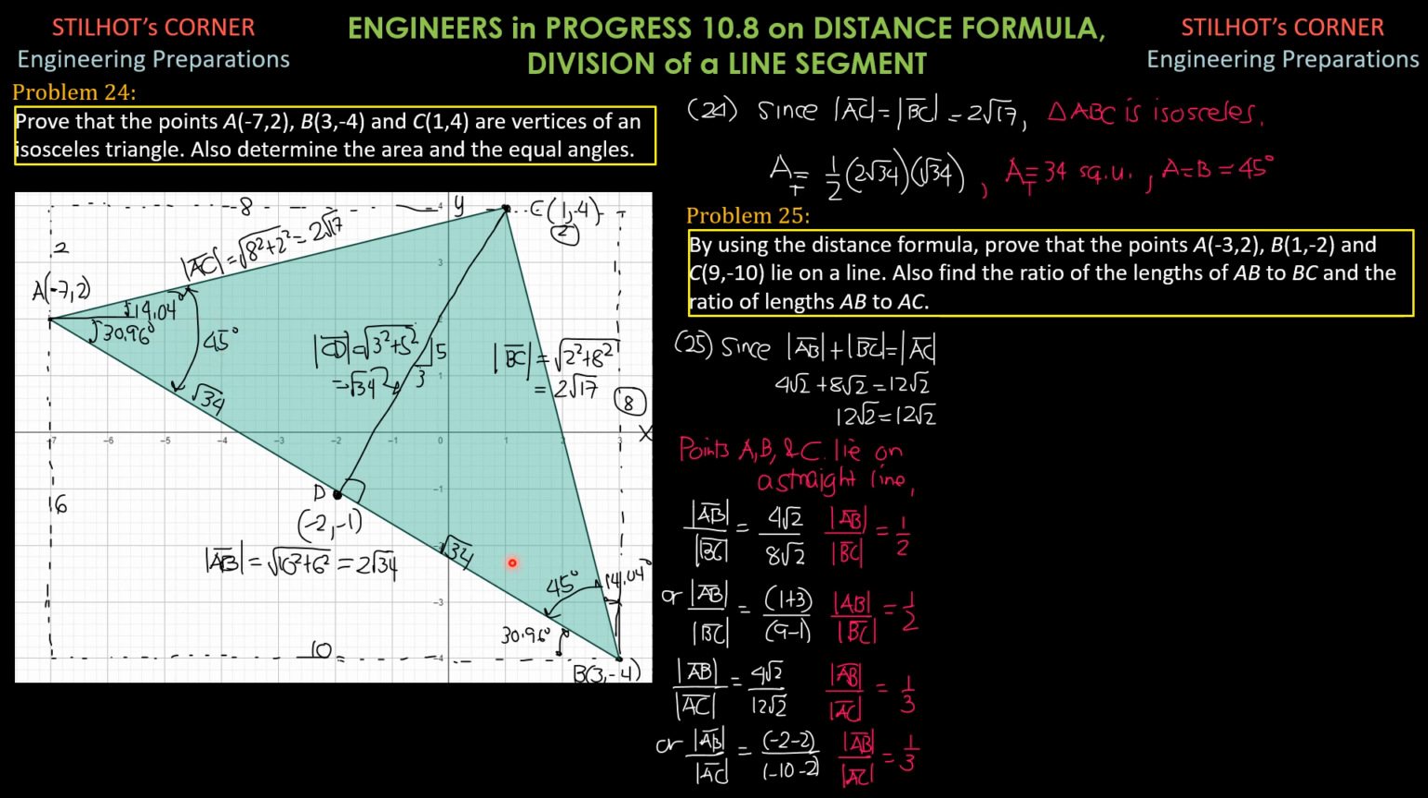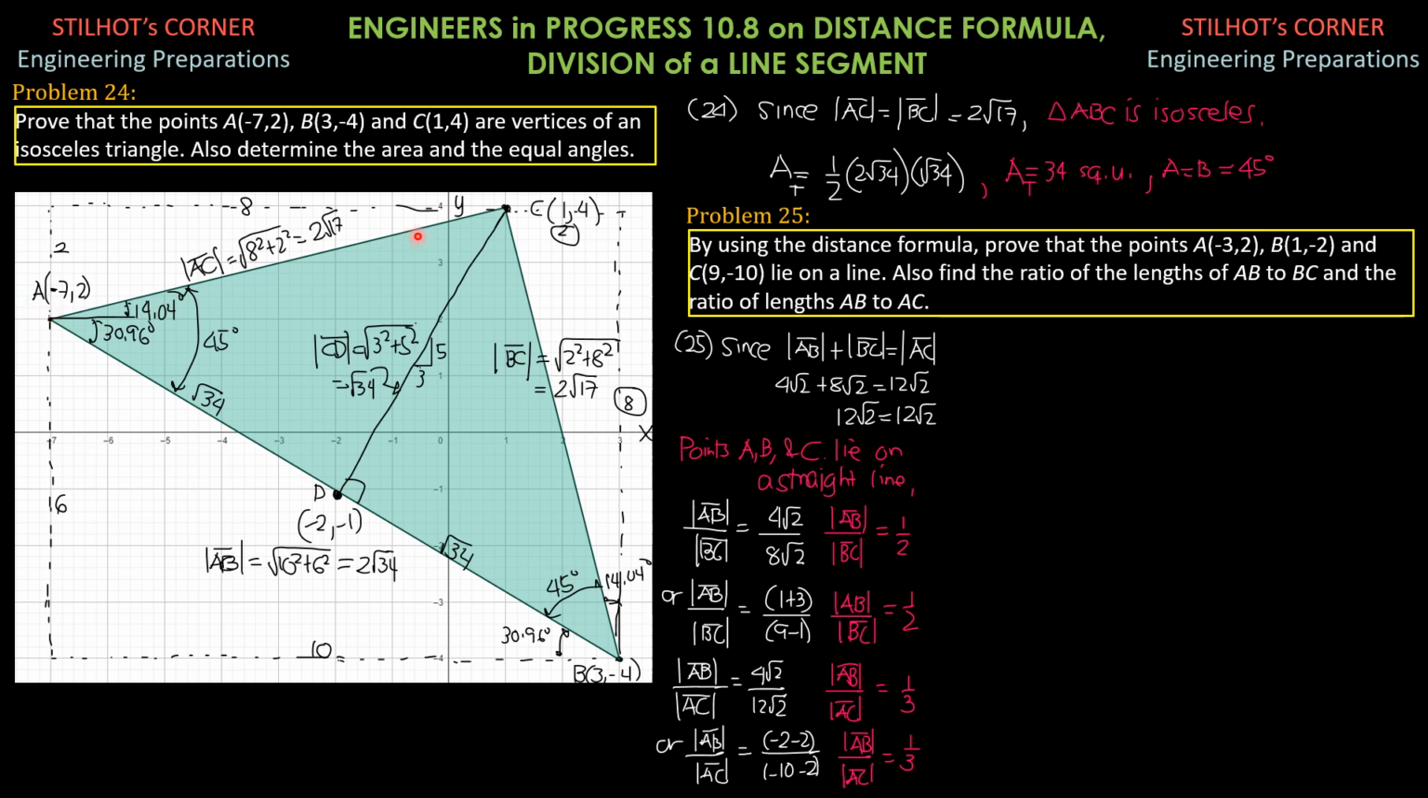That's angle A. Then for angle B, this is inverse tangent of 2/8. Inverse tangent of 2/8 is 14.04 degrees. We already calculated this as 30.96 degrees. Therefore, the vertex angle B is 90 degrees minus 30.96 degrees minus 14.04 degrees. So A equals B equals 45 degrees.